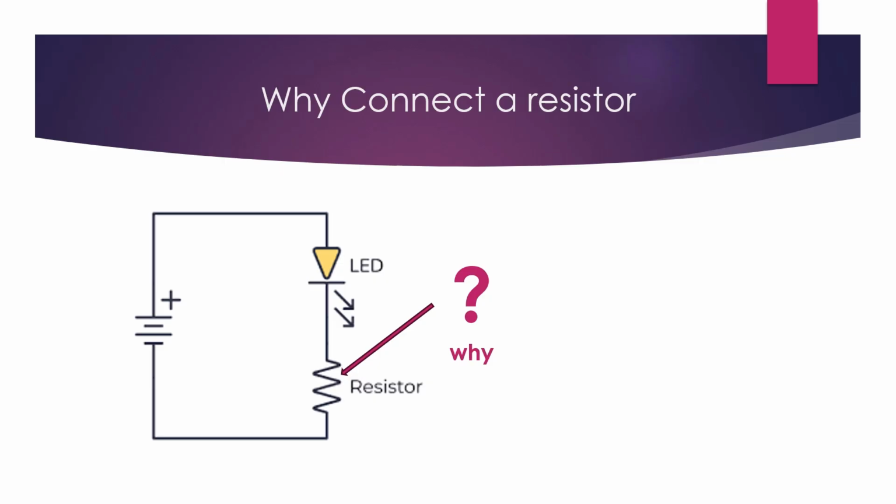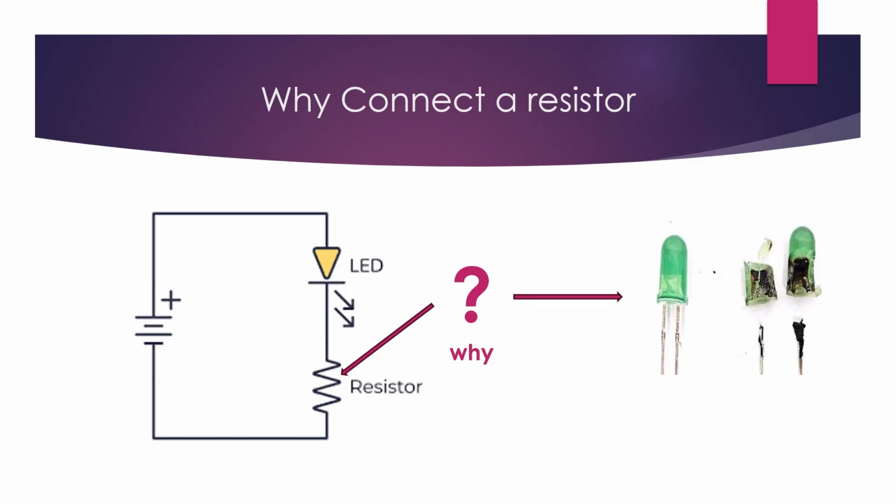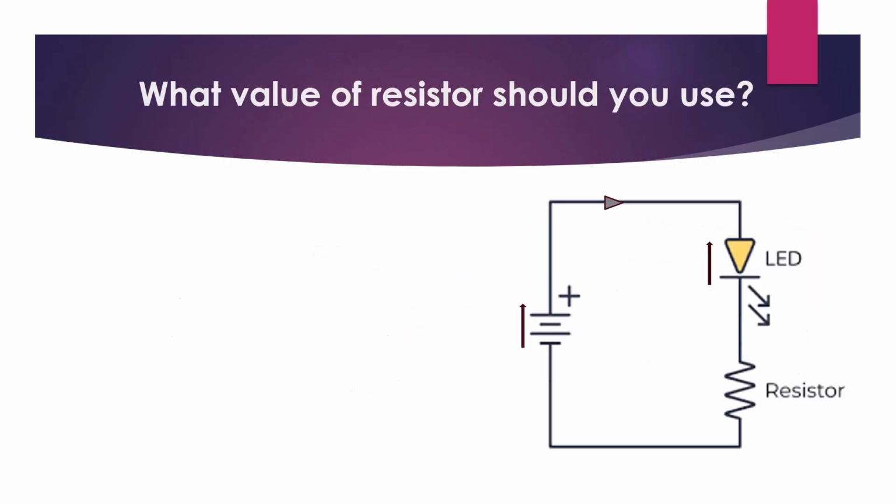Why? Because LEDs are current-sensitive devices. Even a small increase in current can destroy them. Resistors limit the current that flows through the LED, protecting it from burning out. Without a resistor, the LED will draw as much current as the power supply can give, and that usually ends in smoke. What value of resistor should you use?